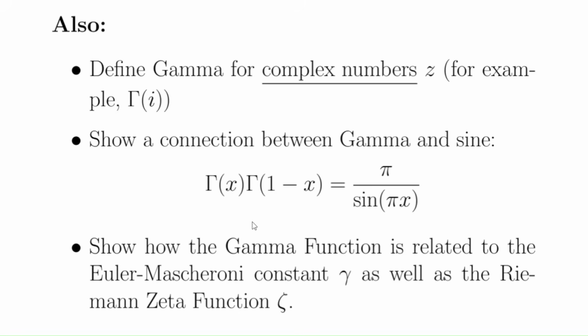And it's truly amazing. And finally, we'll show how the gamma function is related to the famous Euler-Mascheroni constant, as well as the Riemann zeta function, the zeta function that's famous in connection with the Riemann hypothesis. So there's really some beautiful math that we have still yet to see.